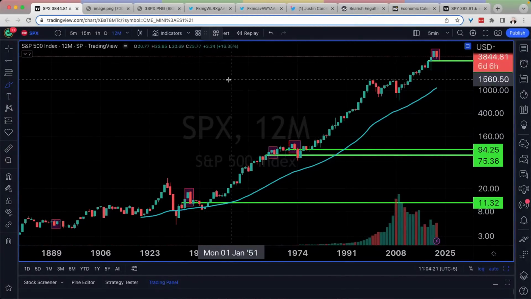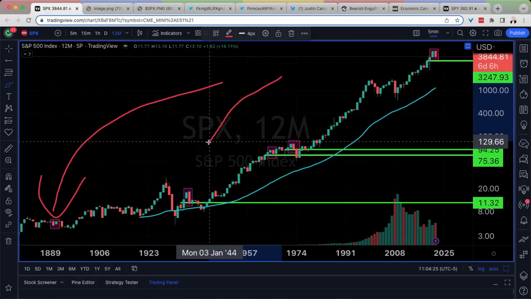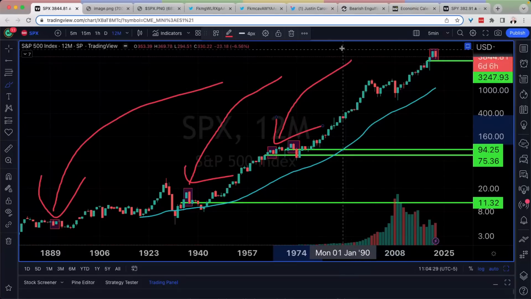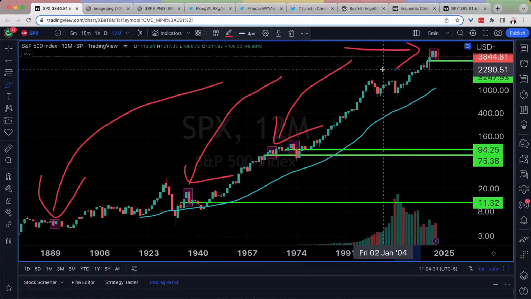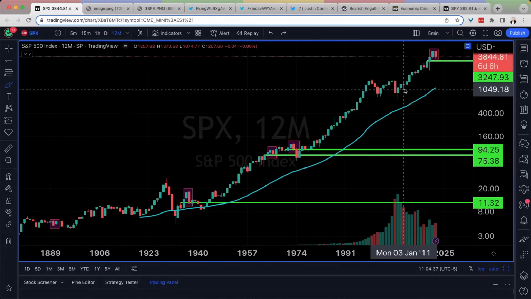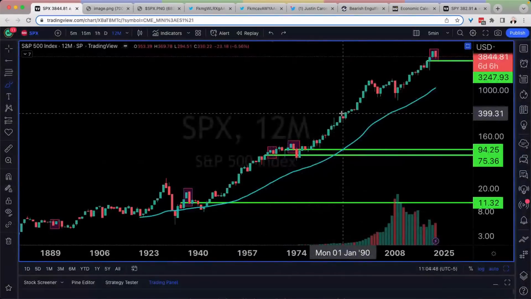Hello, YouTube. We are looking at a pattern we've only seen 5 times in 150 years: in the 1890s, the 1930s, 1960s and 70s, and now in 2022. So, one more time, this pattern has only been seen 5 times in 150 years. Oh, my goodness. And looking to our other chart we've been looking at for a while, the 60/40 portfolio was at its worst year to date return in the past 100 years. This is going to be one for the history books.